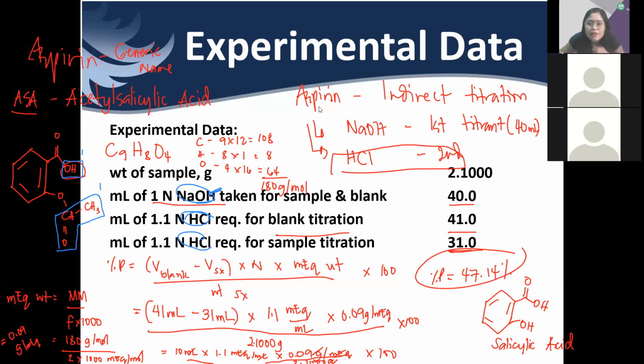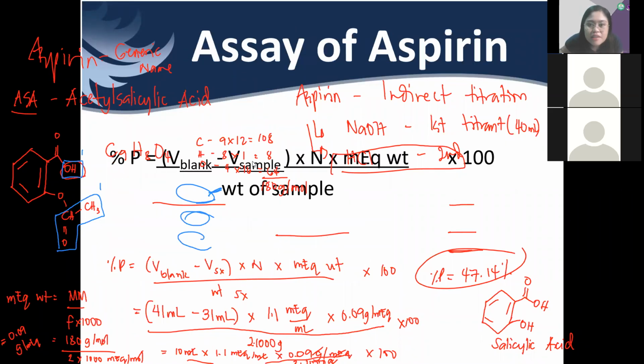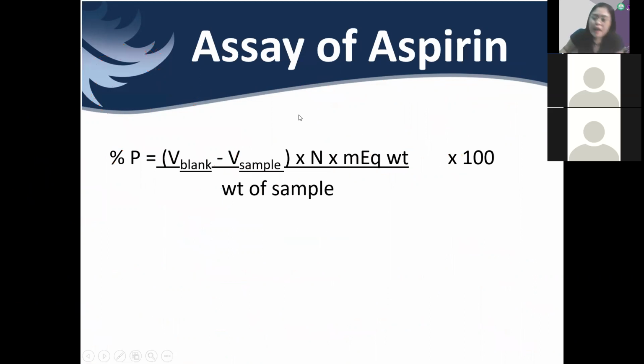47.14%. Okay? So that's how we do the computation for a substance, for a drug, or for a chemical substance that requires blank titration in the process of obtaining the percent purity. So in this case, the sample here is aspirin, and yung content niya na aspirin is just 47.14%.